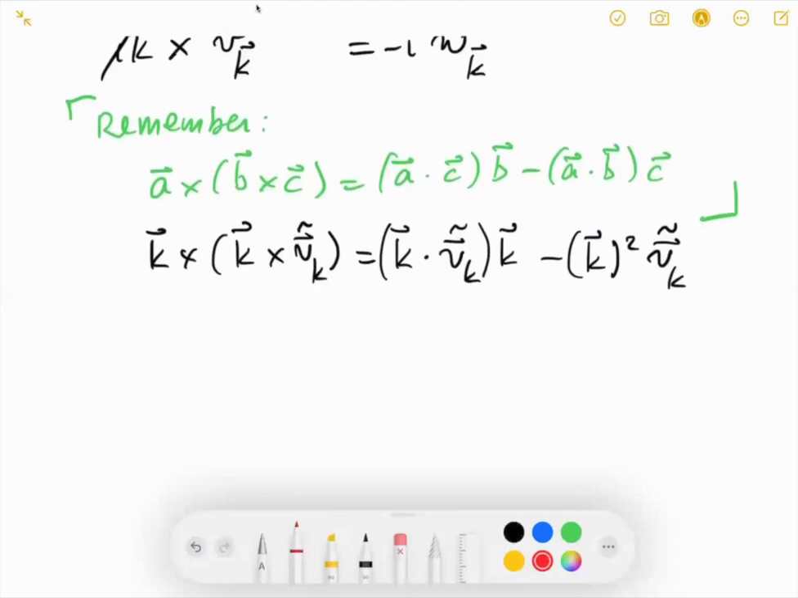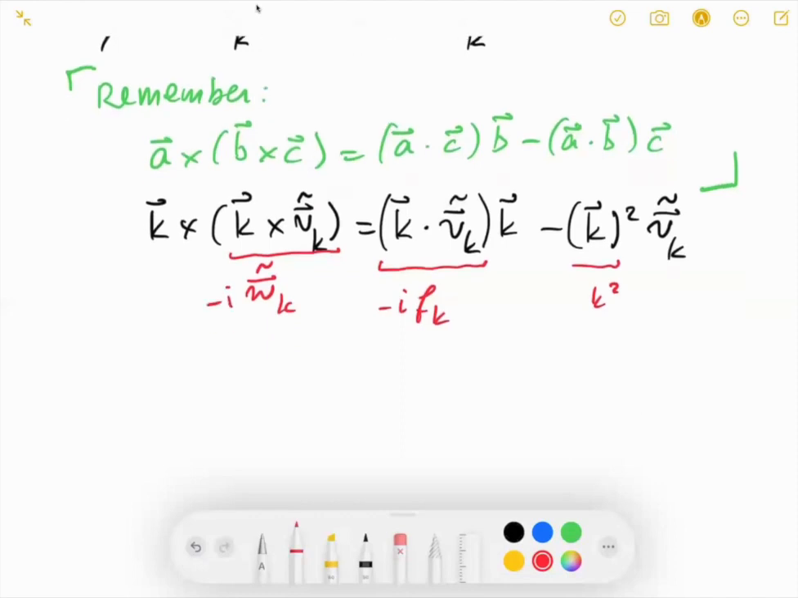Now we know that this is minus i F of k. We know this is k squared. We know this is W of k with an i. Okay.